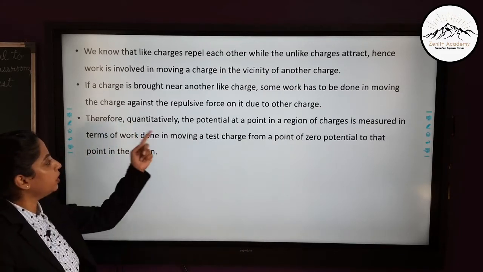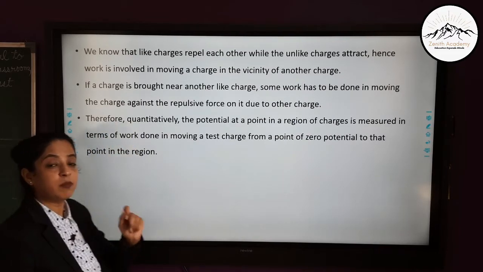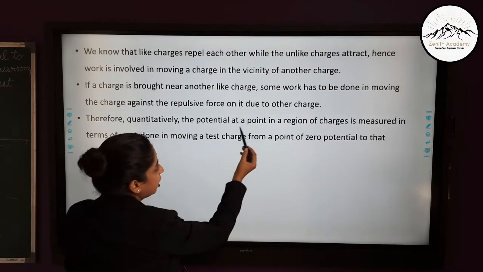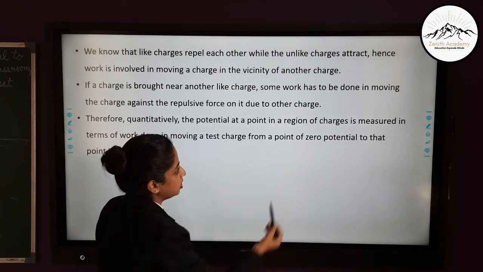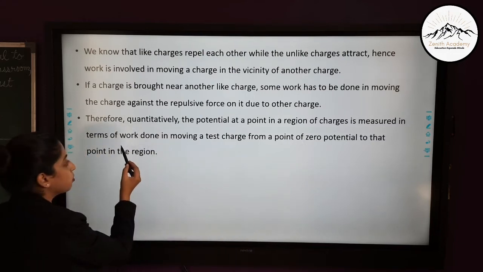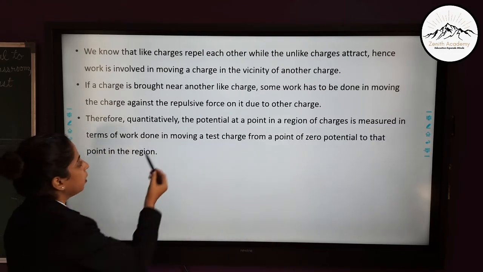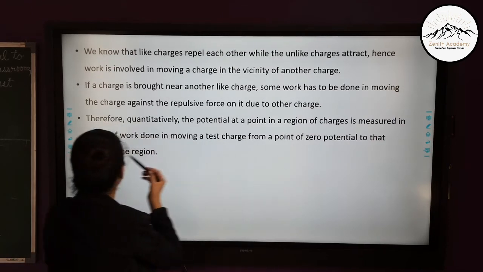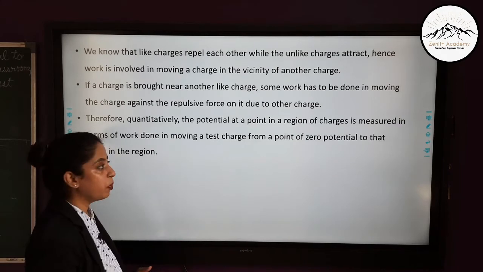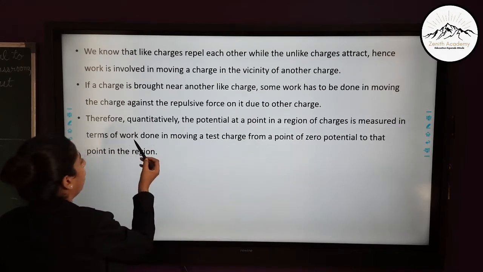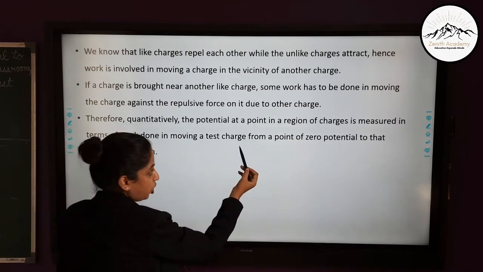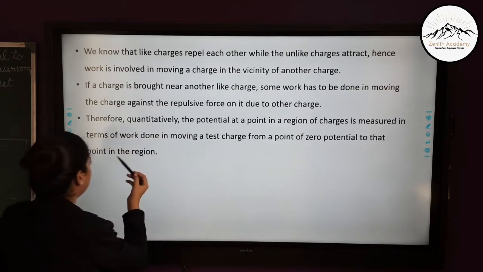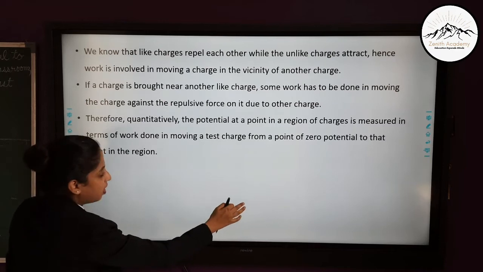Therefore, quantitatively means in terms of quantity, how much? So quantitatively, the potential at a point in a region of charges is measured in terms of work done. Work done in moving a test charge from a point of zero potential to that point in the region. So what is potential? It is the amount of work done in moving a test charge, the charge that we are testing, from a point of zero potential to that point in the region. You will understand this better now.